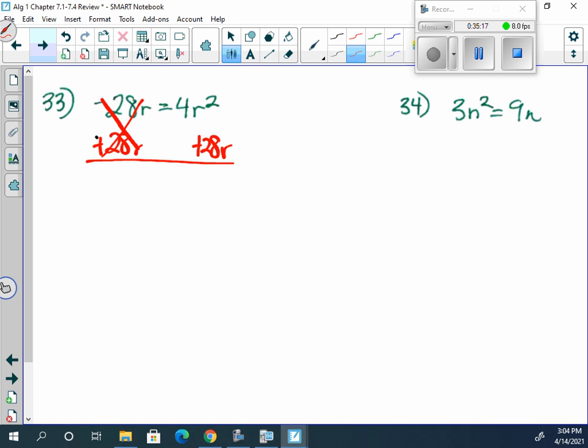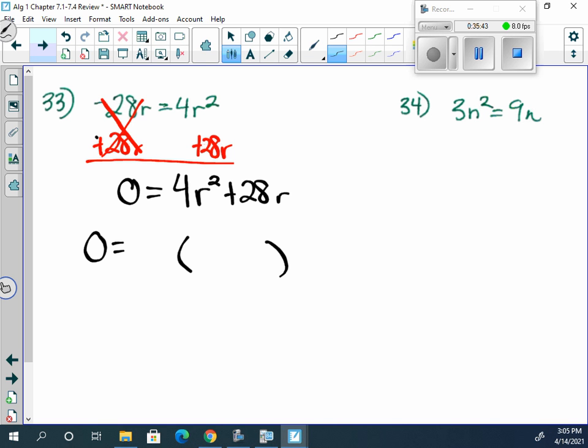Add 28r to both sides, because these will simplify out and become 0 is equal to 4r squared plus 28r. So once we move everything to the same side, we're doing the same thing we did on the last problem. So what is the biggest number that will go into both 4 and 28? 4. Because 4 times 1 is 4, and 4 times 7 is 28. And what about our variable? Just r.